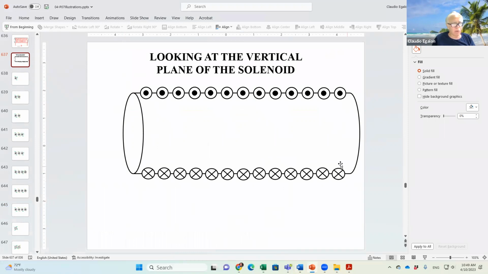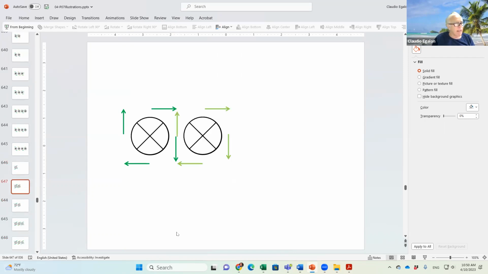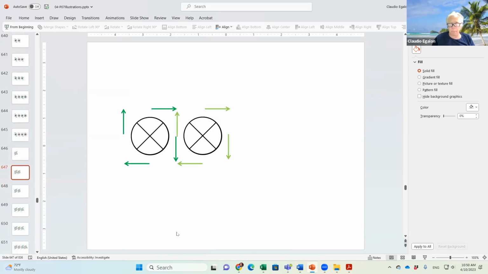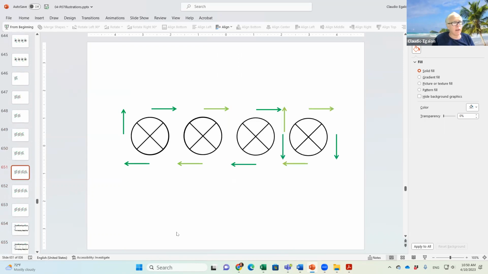Let's do it now for the bottom wires. Okay, in this case, the current is into the board. So put the B field in the proper direction. It is rotating around the current. Place another wire next to it. Notice that the vertical component of the magnetic field cancels out, just like before. Third one, and so on, right?